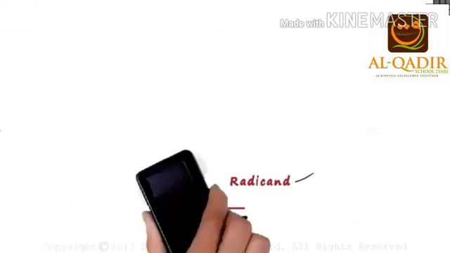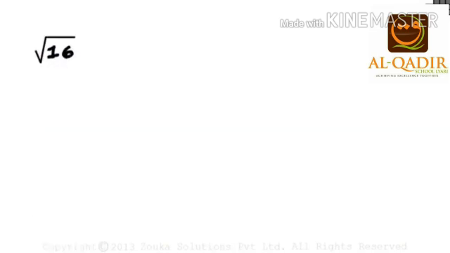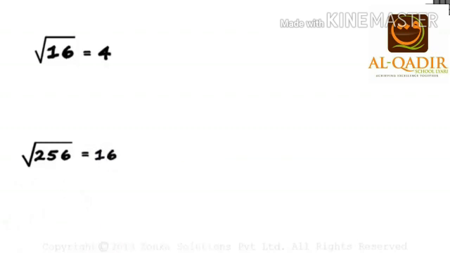Now let's look at something really interesting about the square roots. What's the square root of 16? Yes, it's 4. This means that if we square 4, we will get what is under this radical. Similarly, the square root of 256 is 16. If we square this, we will get this. Now let's try playing with these numbers.